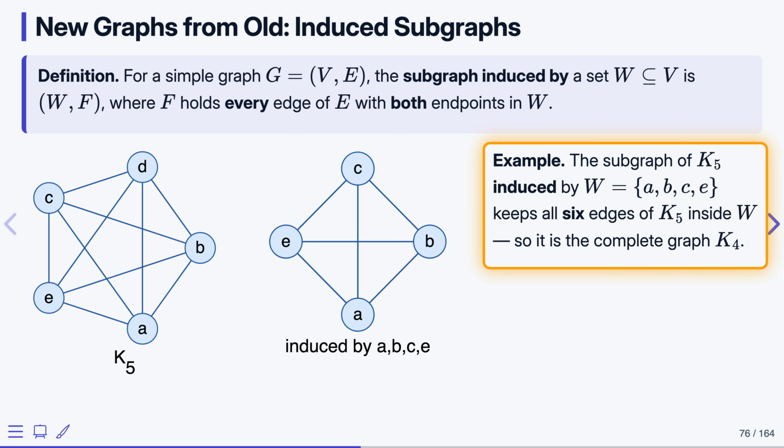Now compare the two slides. A plain subgraph may drop edges. An induced subgraph must keep every edge that fits inside the chosen vertices. The vertices decide everything.